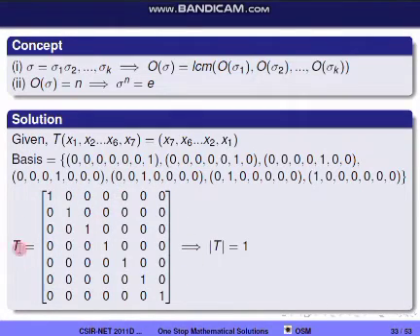So this is a diagonal matrix. A diagonal matrix has the diagonal elements as the eigenvalues. So the determinant is equal to the product of the eigenvalues, which is equal to 1.